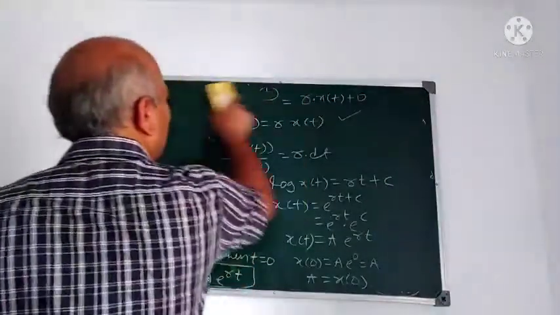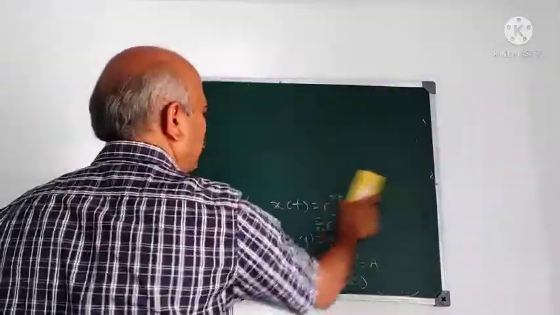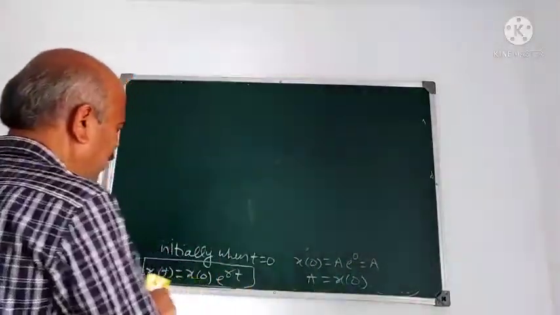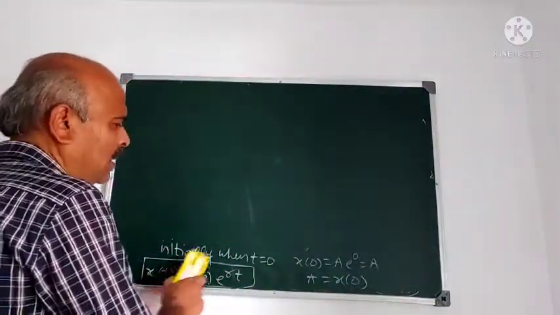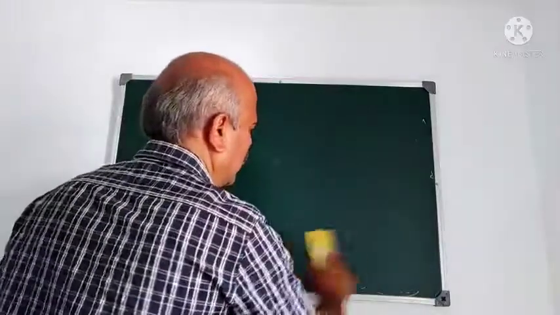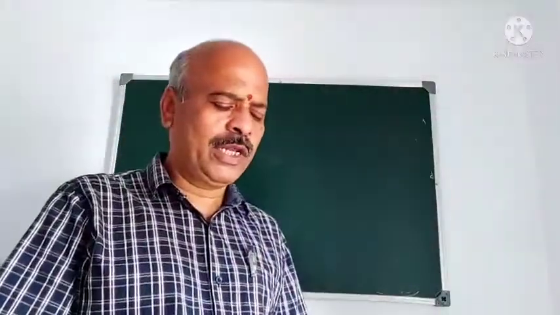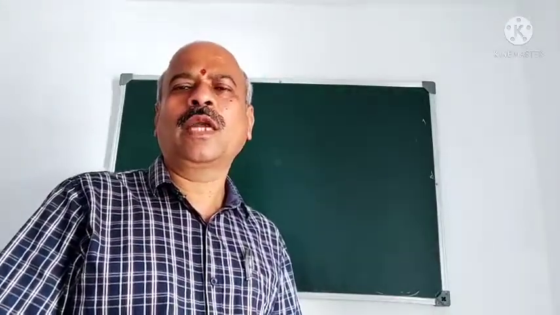What is x0? x0 is the amount at the beginning. x of t is the amount at the end of time t. R is the rate of interest. It is called the compound interest model, and we have derived this one through calculus.